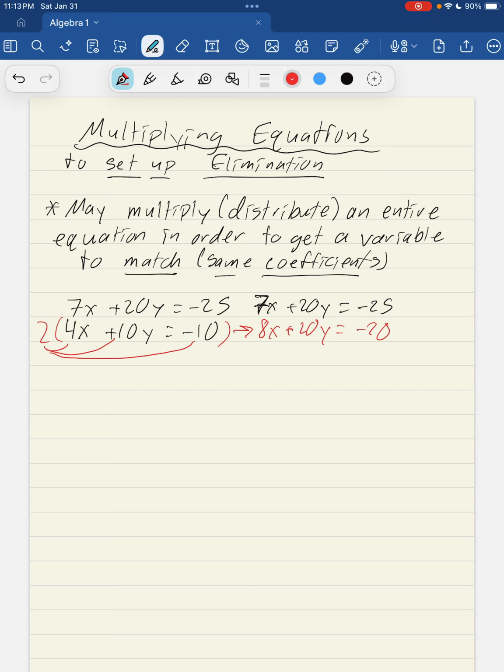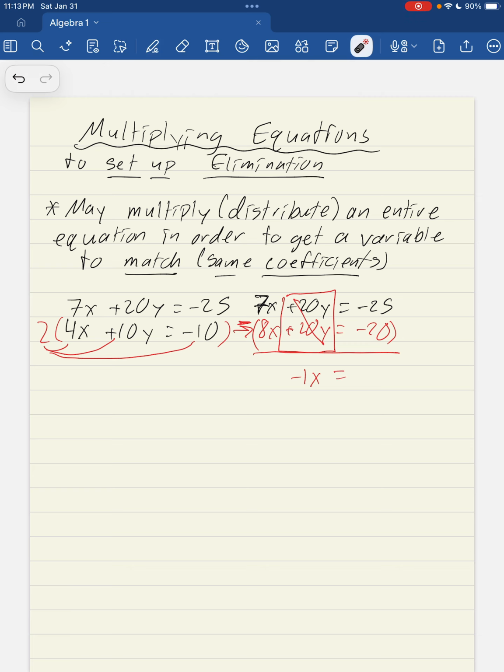And now we go back to what we did in the previous days, which is identify a term that matches. The 20y's match. And we need to eliminate those guys. Well, they have the same signs, so we are going to use subtraction. So we go 7x minus 8x, or 7 minus 8 is negative 1. 20 minus 20, eliminated. And negative 25 minus negative 20. We have to remember this is really going to work like a double negative, or two negatives in a row. So it would be like negative 25 plus 20. So we're going to have a negative 25 minus negative 20 is just negative 5.